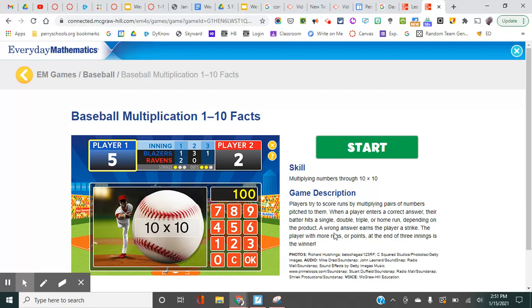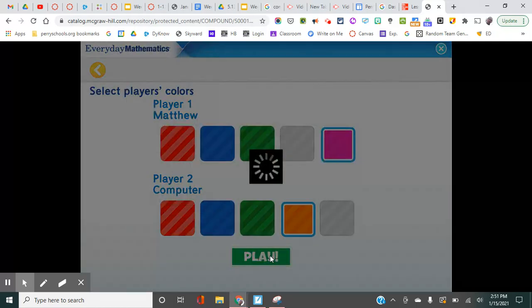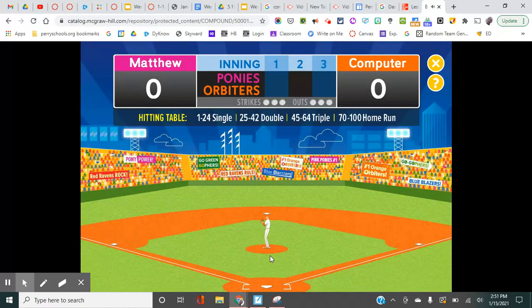The player with more runs or points at the end of 3 innings is the winner. All right, let's try to get some good runs here. I'll be pink. The computer can be orange. Hey, heavy hitters. I don't know if you can hear that or not, but we're going to play baseball multiplication. Okay, pink ponies. Batter up. Oh, we're the pink ponies, it said.